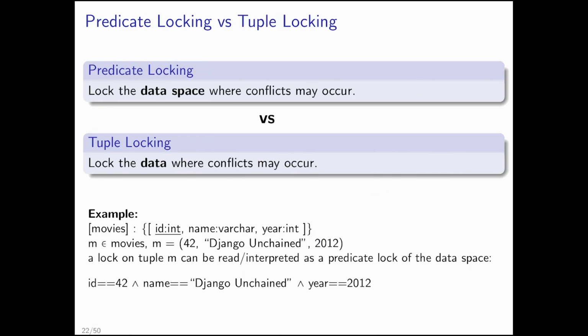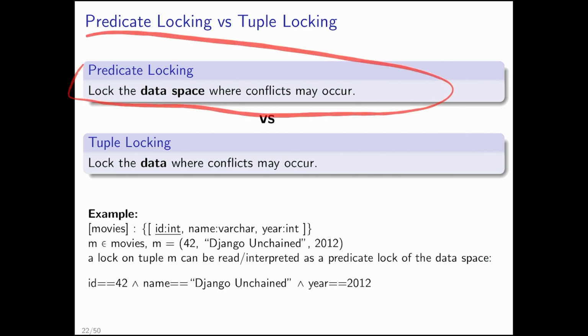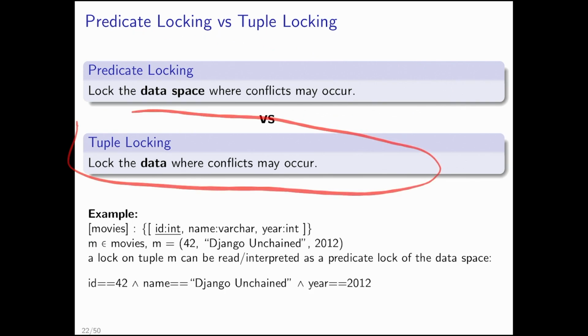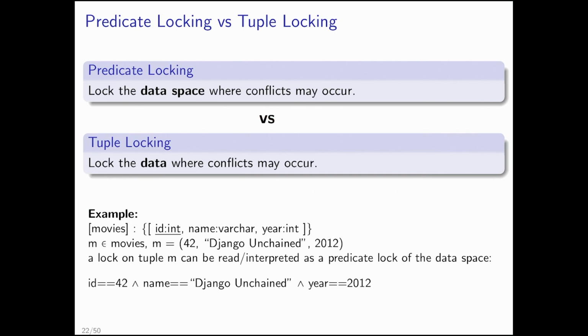Here's again an example to contrast the two. By predicate locking, we actually lock the data space where conflicts may occur. You lock a range in an attribute or a combination of attributes in a relation, whereas in tuple locking, you lock the data where conflicts may occur. Data meaning a data object, or in our word, a tuple. You only acquire locks on tuples, and that's a different thing.